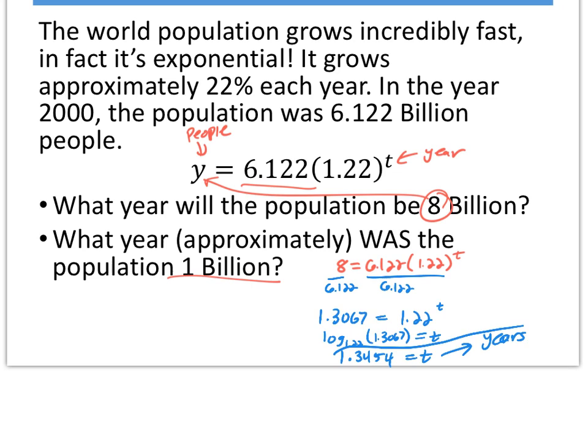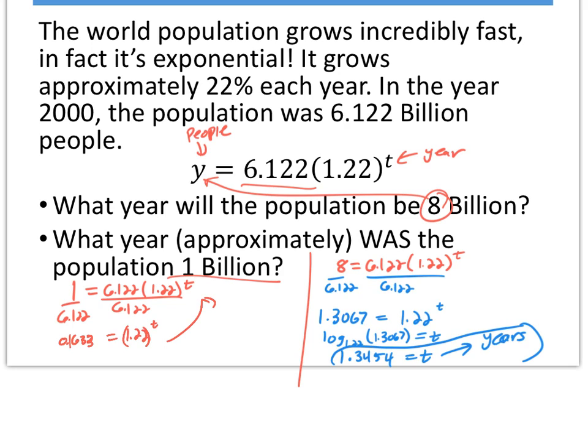So to grow from 6 billion people to 8 billion people, it takes about a year, a little bit less than a year, which is really fast, actually. This idea is going to still work the same way, except we're going to put in 1 billion people. So we're going to do kind of the same problem, but just with 1 billion people. So 1 equals 6.122 times 1.22 to the power of t, divided by 6.122, and we get 0.61633 and some change equals 1.22 to the power of t.